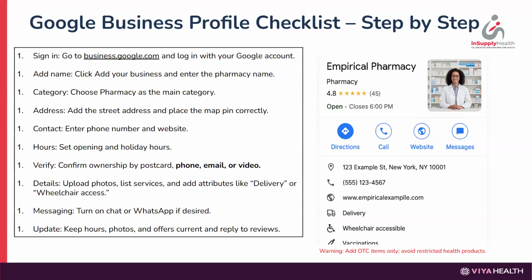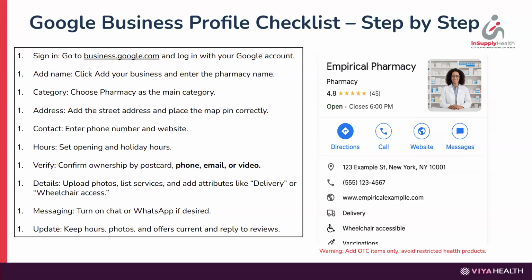Then you have the details that you need to upload. If you have a logo, you'll upload it, and photos for your pharmacy. You can just take a few from the counter and outside and add them. If you offer delivery, you can also include that. And if people can access your pharmacy through a wheelchair, you can also tick that.